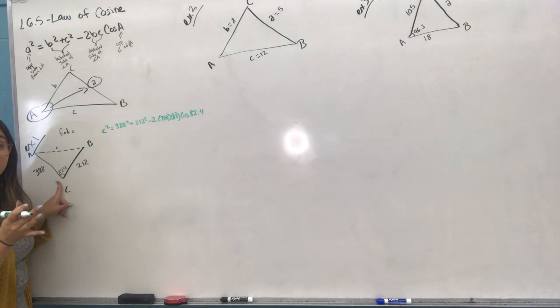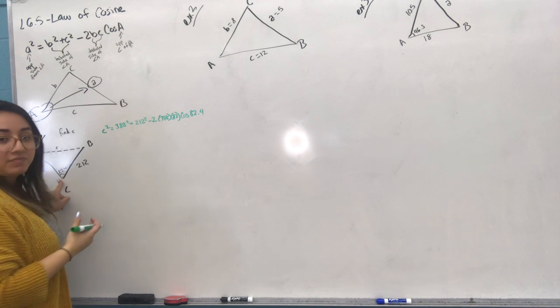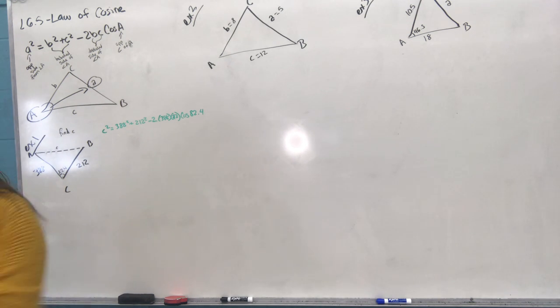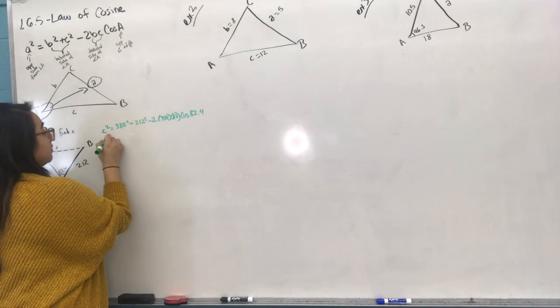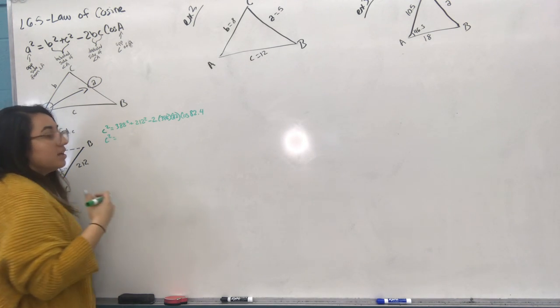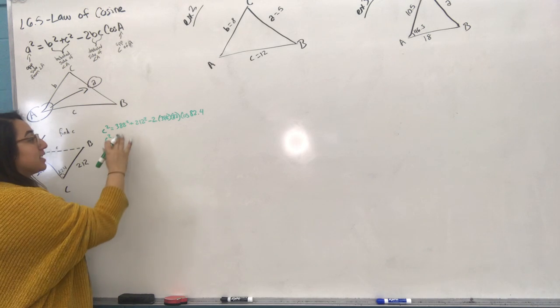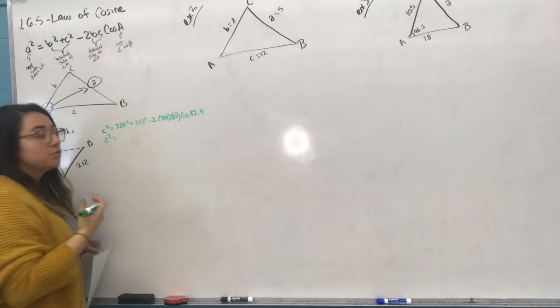So there's a lot going on here. From this step, just simplify it a step at a time. So here I need my paper. I went ahead and simplified it. So going from left to right, c squared is equal to, for this step, what I do is I do 388 squared plus 212 squared.